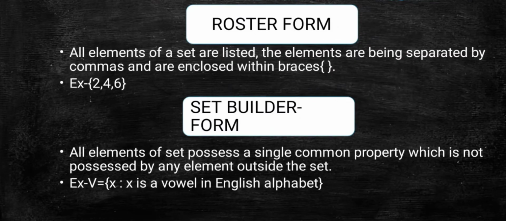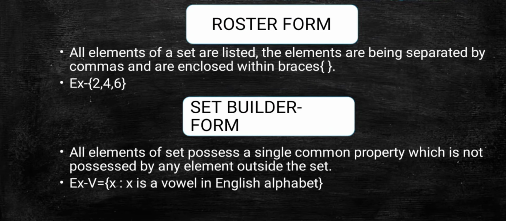Now we have two forms of representing a set: first the roster form, and second the set builder form. Obviously, as it's maths, you might not have a group of aunties or pigs as your set, you'll have numbers. That's how you're going to write them. In roster form, all the elements of a set are listed, separated by commas and enclosed within braces. This is how you represent a set in roster form.